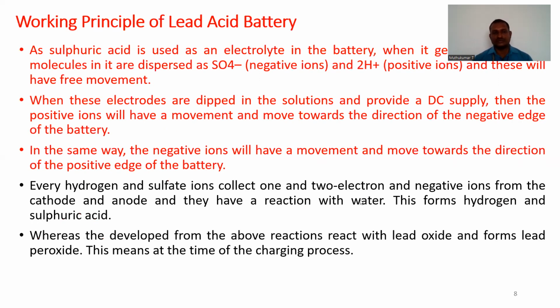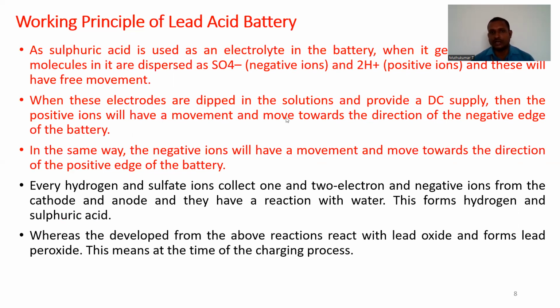Working principle. Generally, we are using sulfuric acid as the electrolyte. We place the electrodes in the electrolyte. When it dissolves and disperses, it forms SO4 negative ions and 2H plus positive ions. During the chemical reaction, ionization happens, and the SO4 minus negative ions and the 2H plus positive ions are separated.